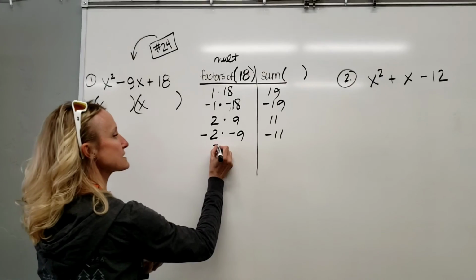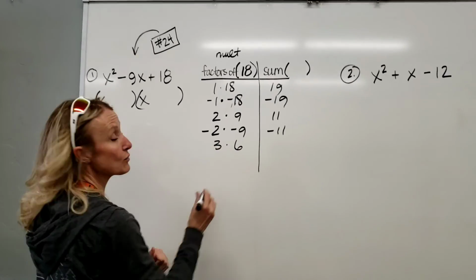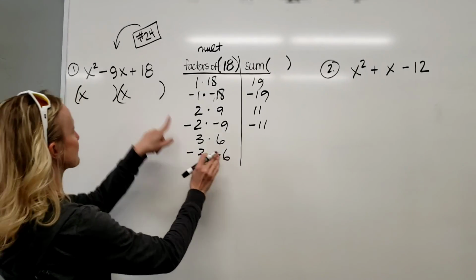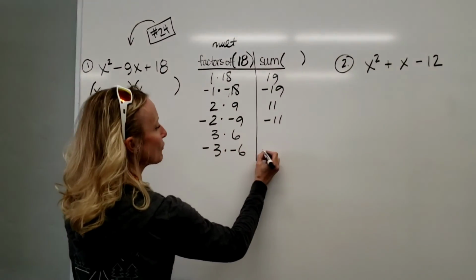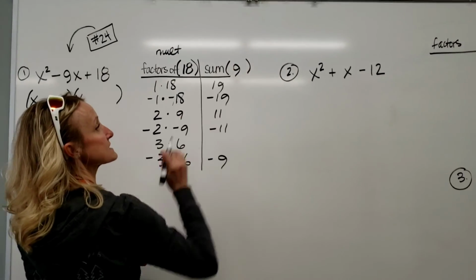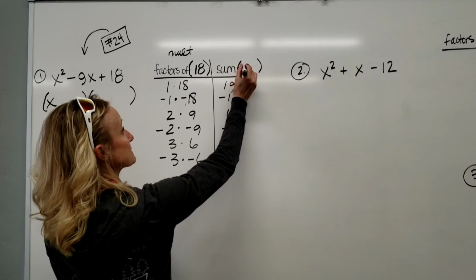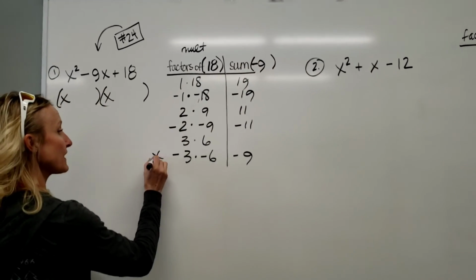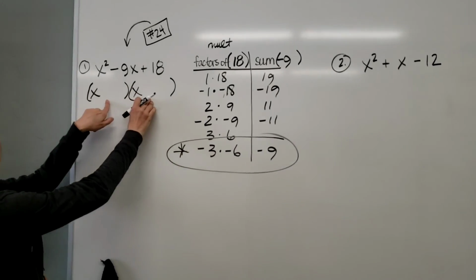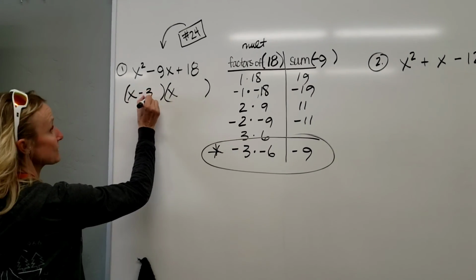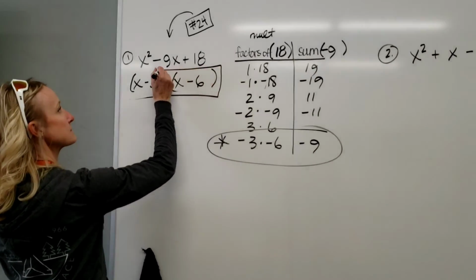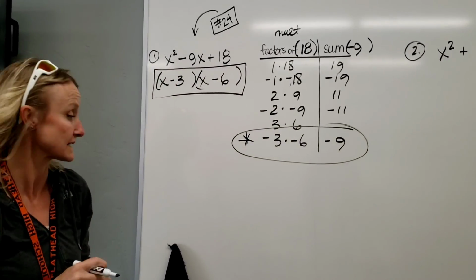We're looking for -9. So we've got 3 and 6. We've also got -3 and -6. Those two negatives make a positive. That gets us to our 18. When we add those up, we get the -9 that we're looking for. So once we know which one the answer is, it's this one right here, we're going to just take those two numbers and put them in here. So I just put in -3 and -6. This right here is your answer. Okay, that's your answer from number 24 from last night.